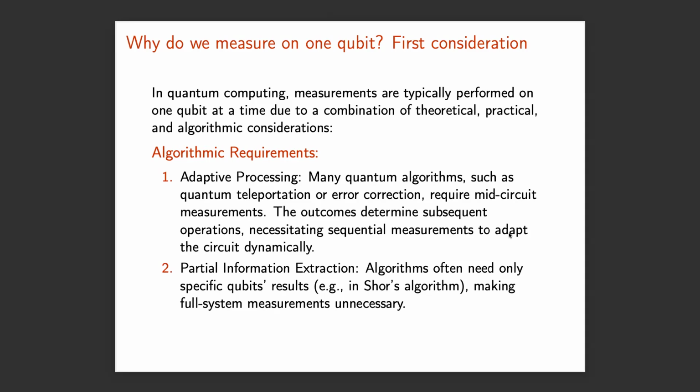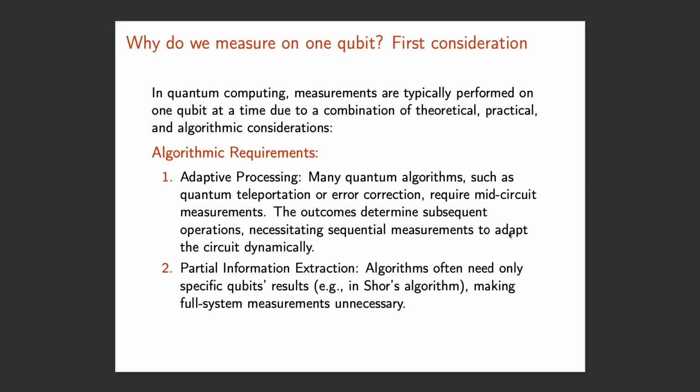So when you think of quantum computing, measurements are typically performed on one qubit at a time due to a mix of theoretical, practical (which means experimental realization), and algorithmic considerations. Many quantum algorithms, such as those for quantum teleportation or error correction, require mid-circuit measurements, and the outcome determines subsequent operations, necessitating sequential measurements to adapt the circuit dynamically.